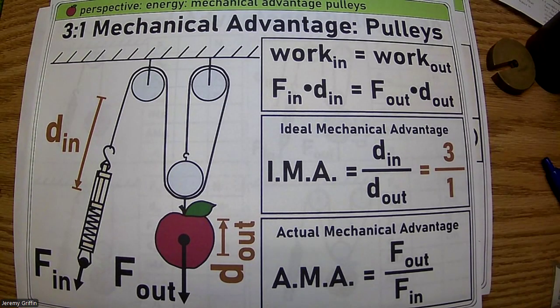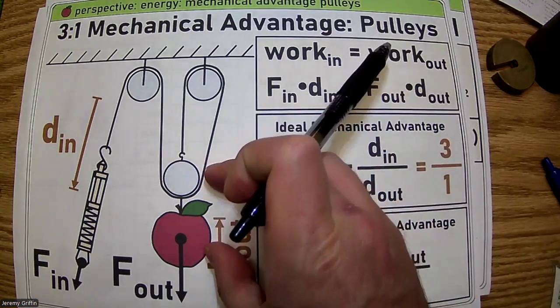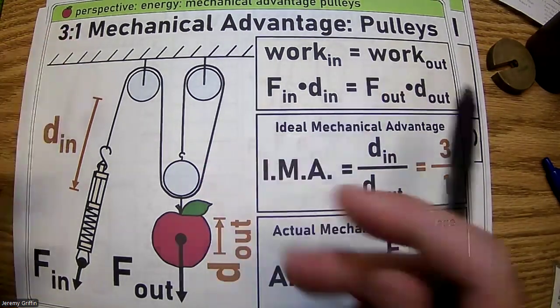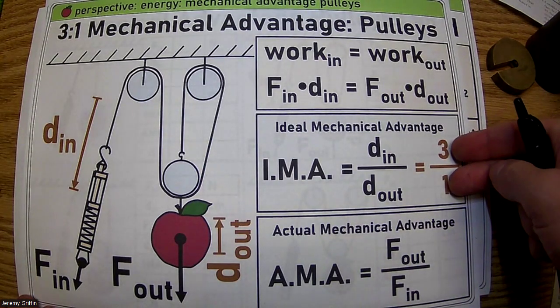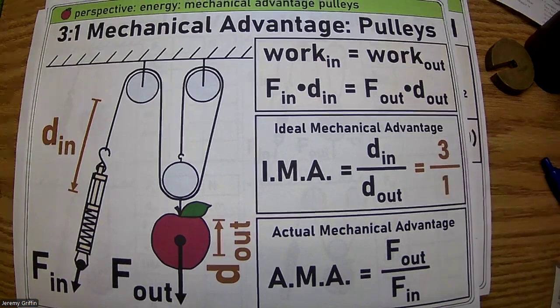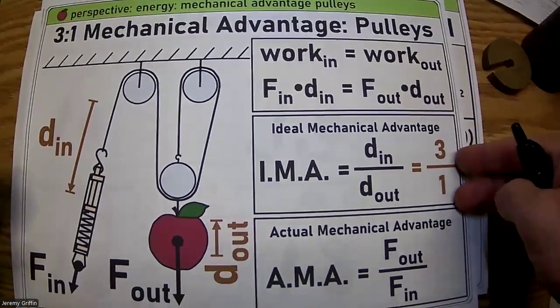This is 3 times as much. If this is 10 centimeters, this has to be 30 centimeters. It's still a 3-to-1 ratio, but the other way in terms of distances. That's called ideal mechanical advantage. You could just look at the system and say, well, it's going to be 3-to-1 just based on the geometry.